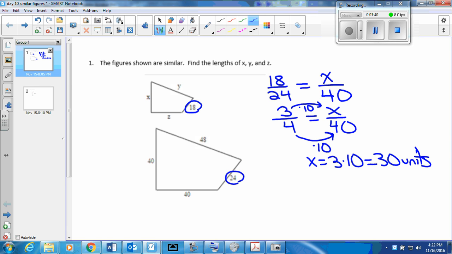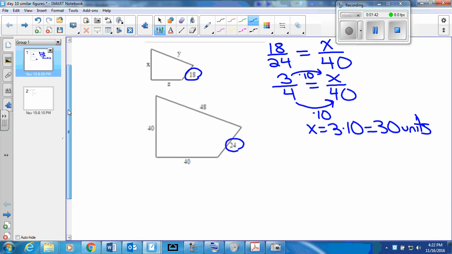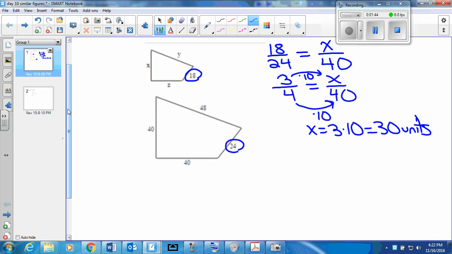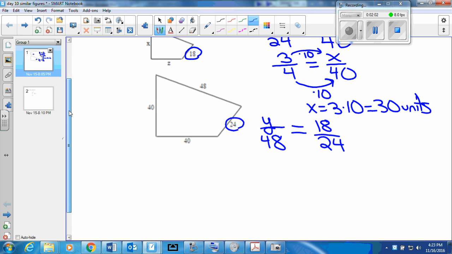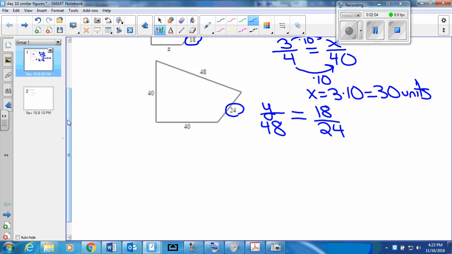Okay, doing a similar kind of thing to find the value of y. My ratio, y corresponds to 48, so I just set it up as y over 48 equals, my second ratio would be the top picture first, 18, compared to the bottom picture, 24. And just to mix it up with this one, I'll solve it with cross products. So I would do 24 times y equals 48 times 18.